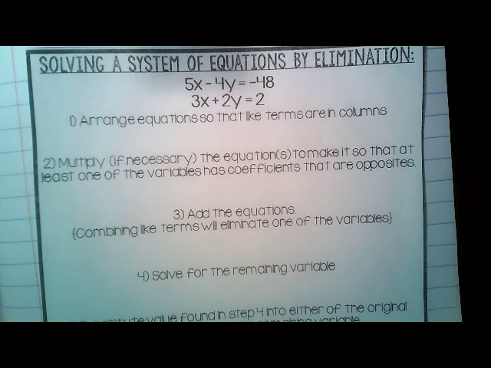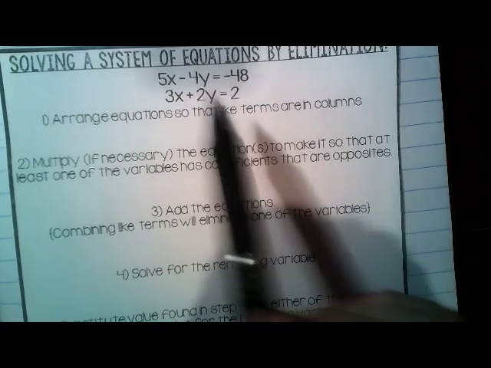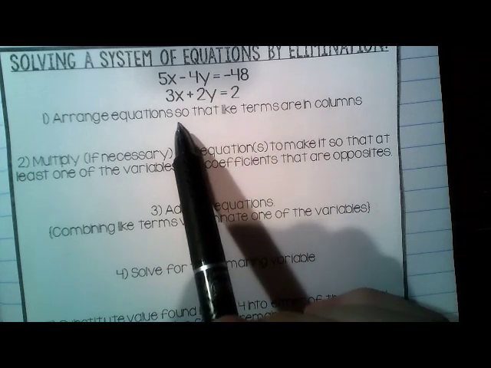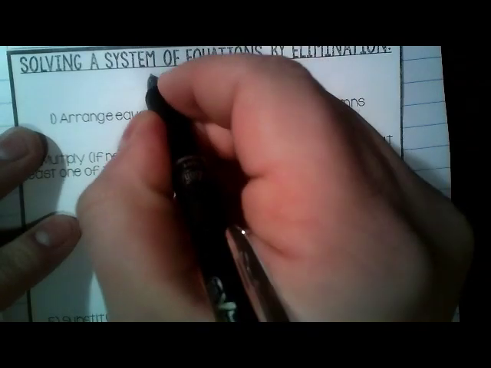And let's start with this equation right here. We're going to solve this system of equations by elimination. So we have 5x minus 4y equals negative 48, and we have 3x plus 2y equals 2. So obviously we have a system here in two variables.